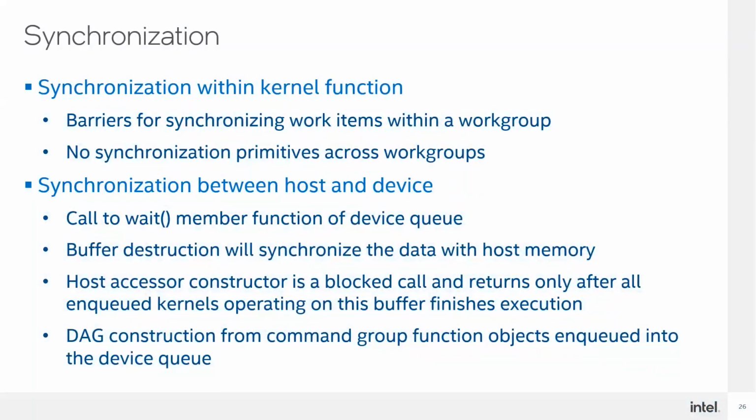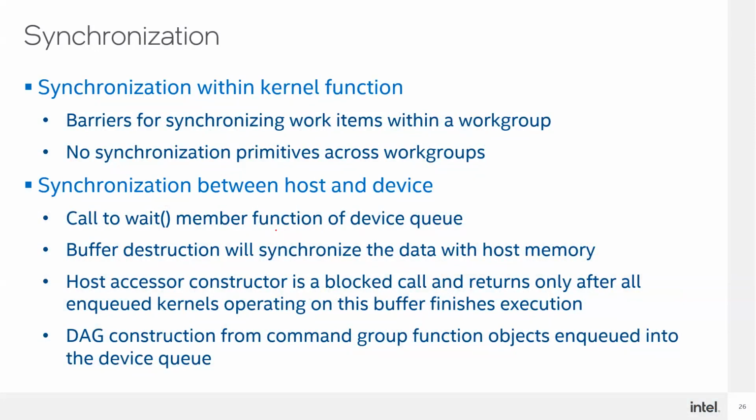And now let's talk a bit more about synchronization. So there are two types of synchronization, right? The synchronization between host and device, and the synchronization within the kernel itself. And within the kernel, there is a way to use barriers or atomic refs actually. But there are no synchronization primitives across workgroups.